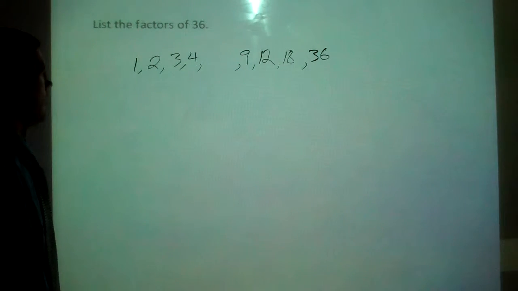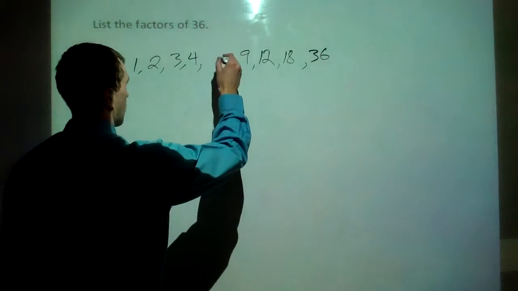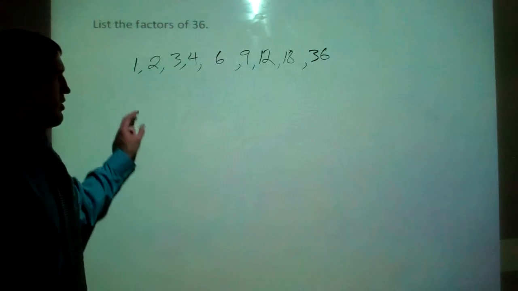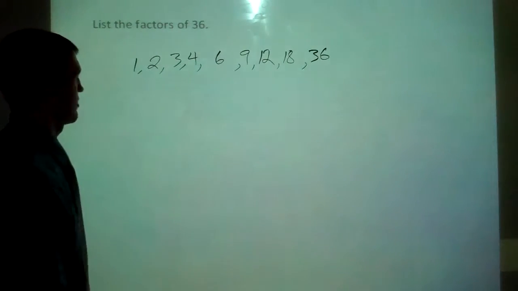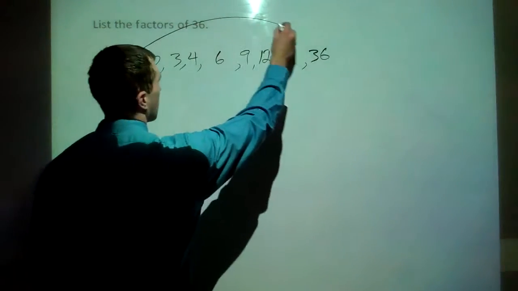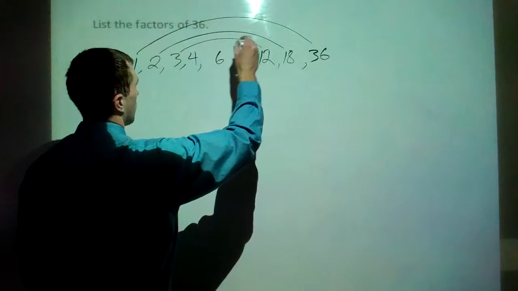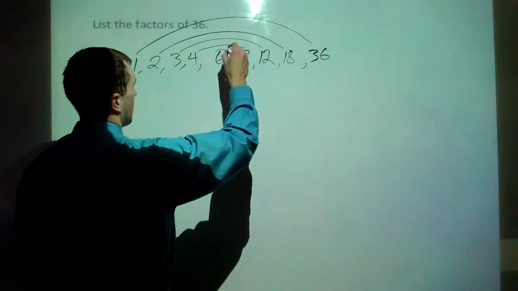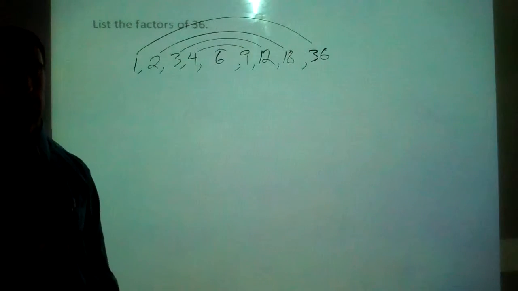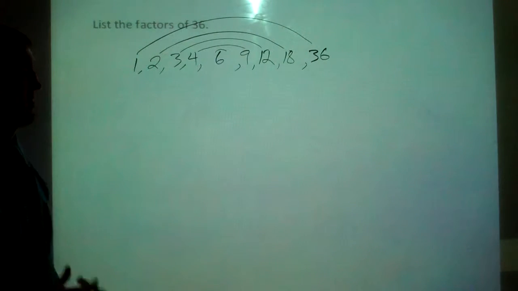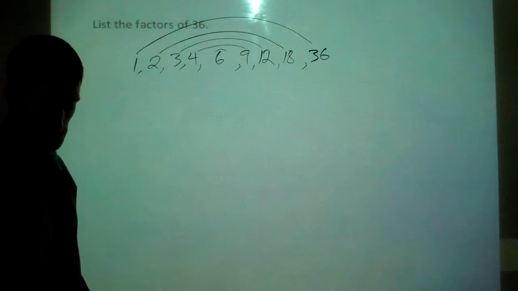5, no. How about 6? Yes, 6 does go in there. So these would be all the factors of 36. We connect them here. 1 and 36, 2 and 18, 3 and 12, 4 and 9. And 6, well, 6 times 6 gives us 36. So that's hanging out by himself. Alright?